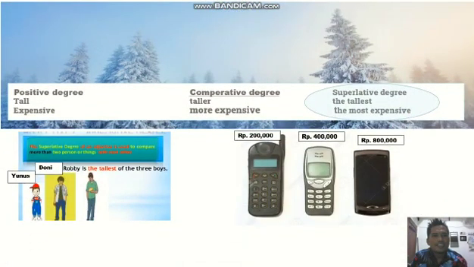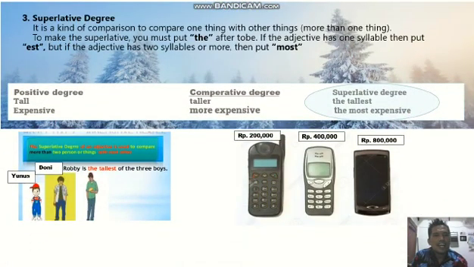Okay, this is the last kind of degree of comparison, called superlative degree. It is a kind of comparison to compare one thing with other things, more than one thing. To make the superlative, you must put the. Remember, you must put the after to be. If the adjective has one syllable, then put est. But if the adjective has two syllables or more, then we put most.